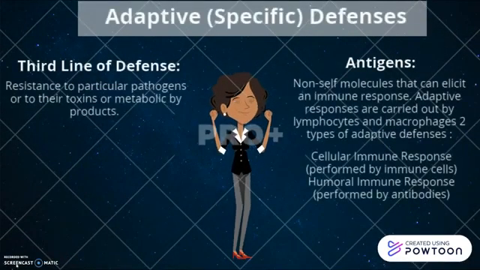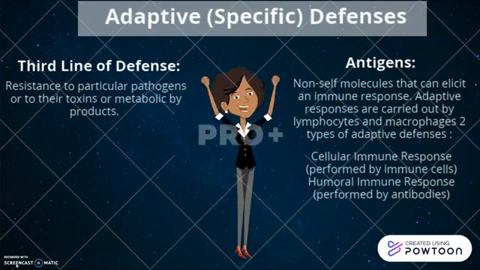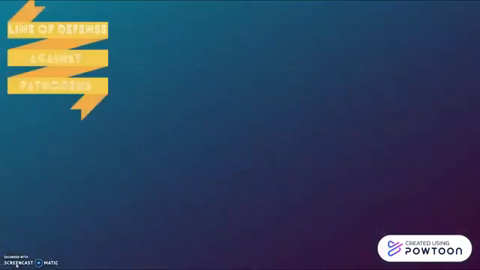Now we'll be going over the adaptive specific defenses. Antigens are non-self molecules that can elicit an immune response. Adaptive responses are carried out by lymphocytes and macrophages, with 2 types of adaptive defenses: one is the cellular immune response and the other is the humoral immune response.